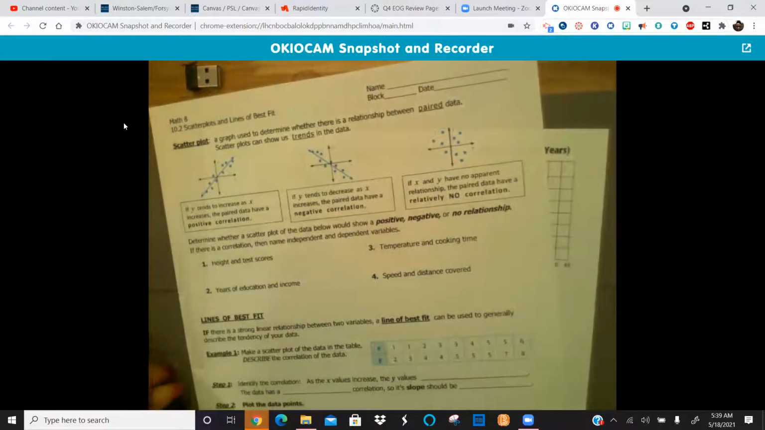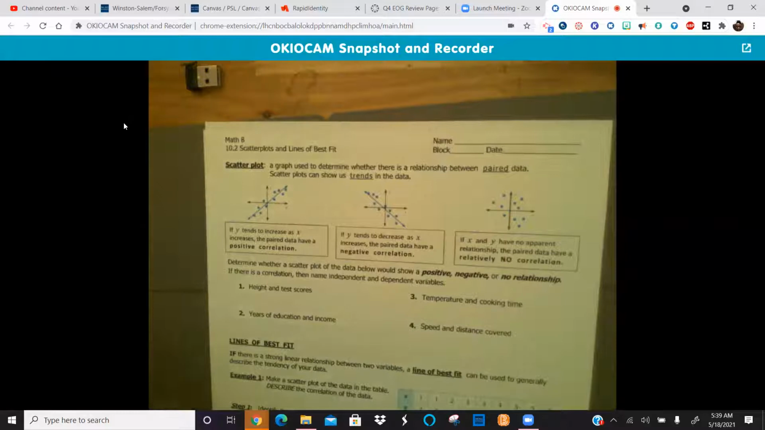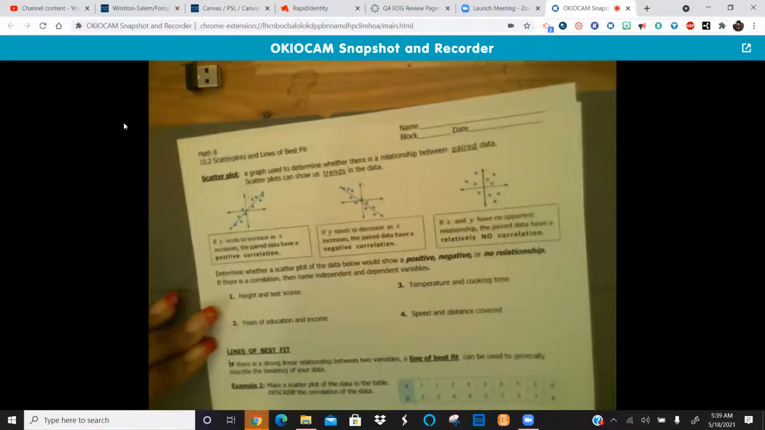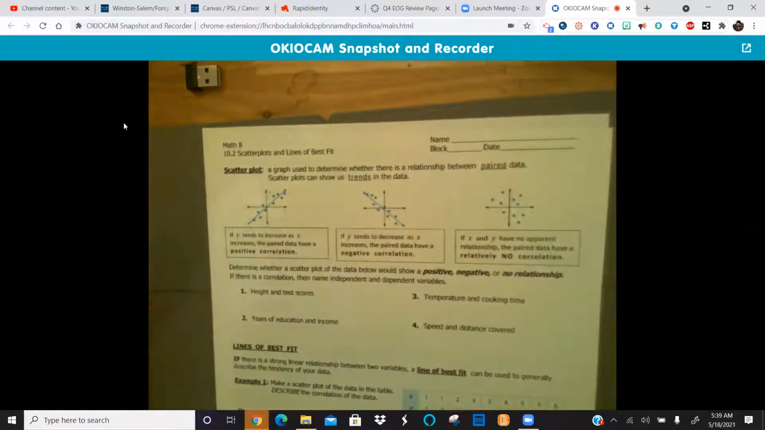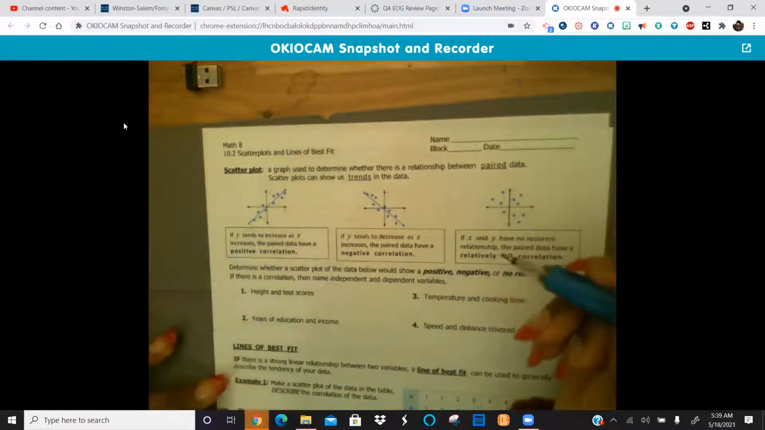So a scatter plot, first of all, is a graph that compares two quantities. Let's just keep it short and simple. It compares two quantities to each other. It could be age and height, or weight and a person's grade. That's not a good correlation, because a person's grade doesn't have anything to do with their age or their height. But nonetheless, it compares two quantities.